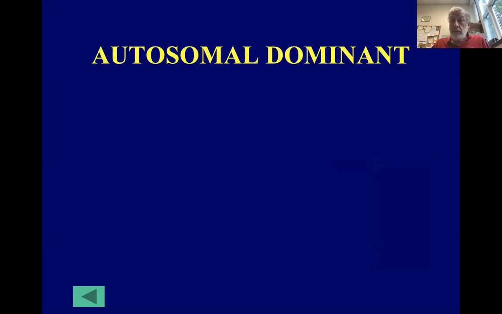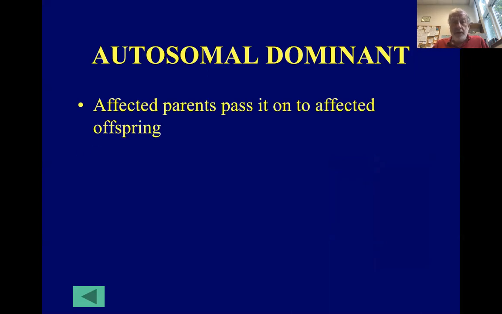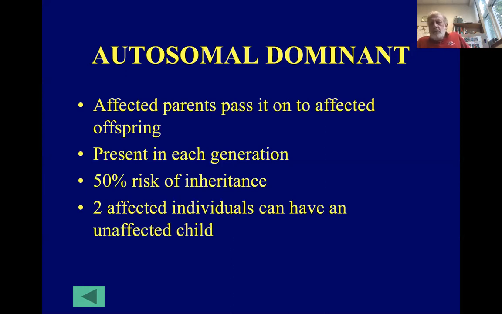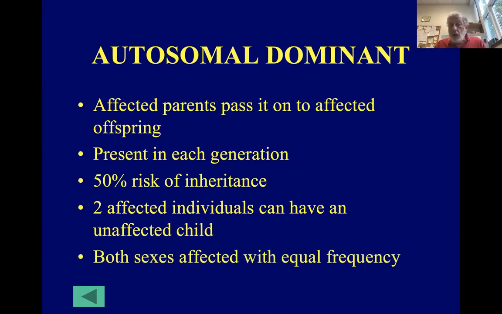Now moving on to autosomal dominant. Affected parents can pass it on to affected offspring. So therefore, it's usually present in each generation, where recessive traits usually skip generations. There's a 50% risk of inheritance because you only need 1 copy of the allele to have the disorder. And 2 affected people can have an unaffected child, because now it's the little a people that are normal, and the big A, the dominant allele, causes the genetic defect. And of course, since it's autosomal, both males and females are affected with equal frequency.